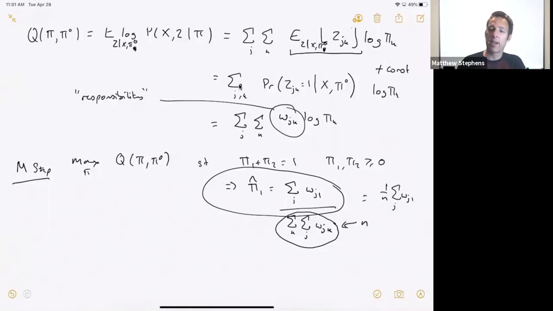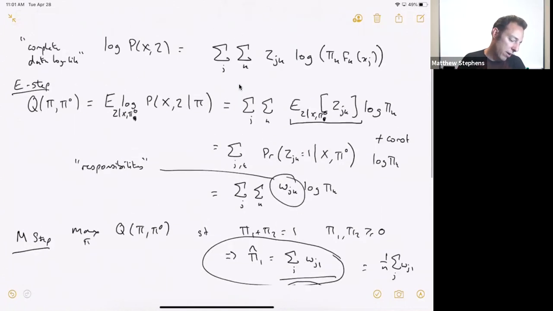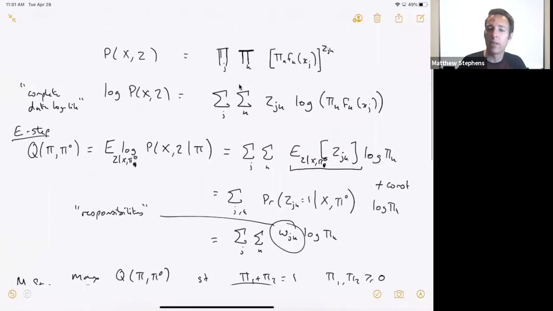And you can extend this idea to estimate not only the mixture proportions, but also the parameters of the mixture components. So in the Wikipedia example, the means and the variances of those normal distributions as well. So we haven't said why this works yet, but this just illustrates what the EM algorithm is in a simple case.